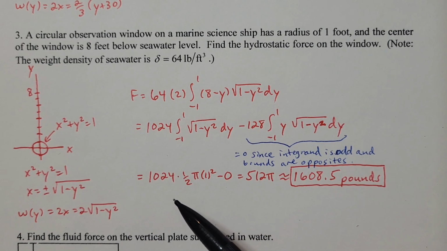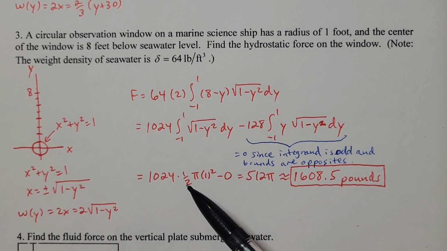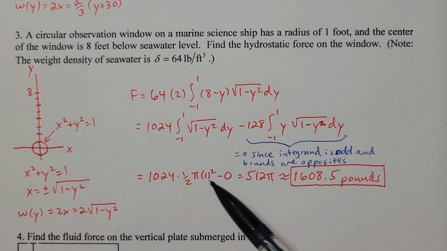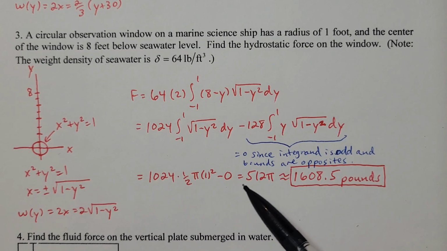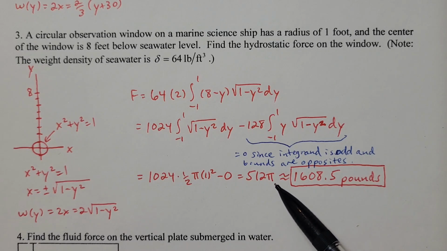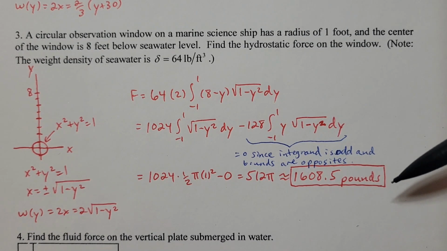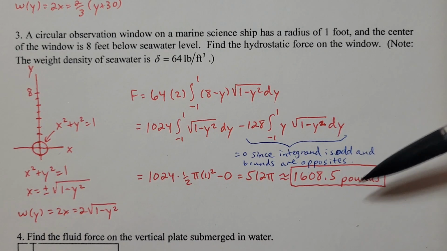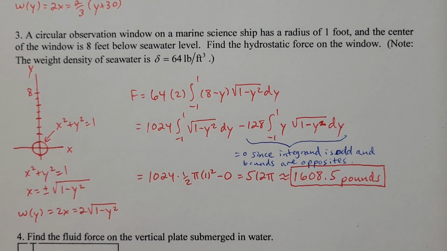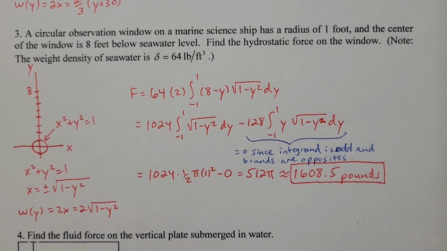Okay, so I've got 1024 times 1/2 times pi. That's then minus 0 from this integral. Half of 1024 is 512 times pi. That'd be the exact answer. 512 times pi is roughly 1,608.5 pounds for the units. And again, make sure that you're always giving the units in the answer, whether it's in pounds or in newtons, we must have that. So that's problem 3.